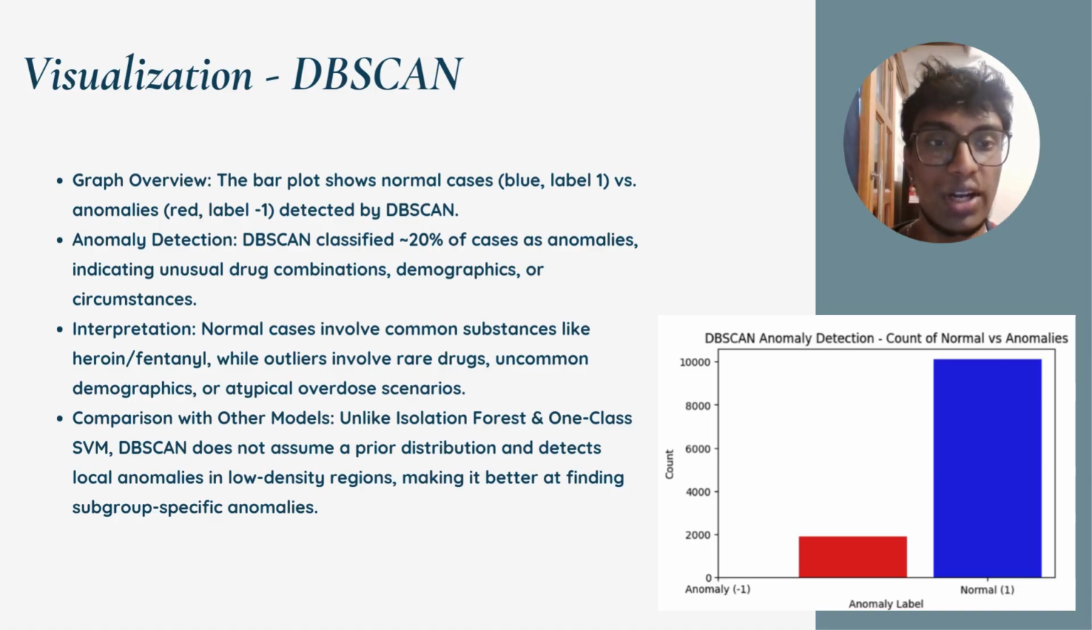Unlike isolation forests and one class SVM, which assume a prior distribution of normal data, DBSCAN identifies anomalies based on their spatial isolation. This makes DBSCAN effective at detecting localized anomalies, such as drug related deaths that deviate within specific subgroups that are not globally rare. However, it may not detect dispersed anomalies as efficiently as isolation forests. The detection of around 20% of cases as anomalies suggests that a significant portion of drug related deaths exhibit non standard patterns, making DBSCAN a useful tool for identifying potential new overdose risks, monitoring evolving drug trends, and guiding public health interventions.